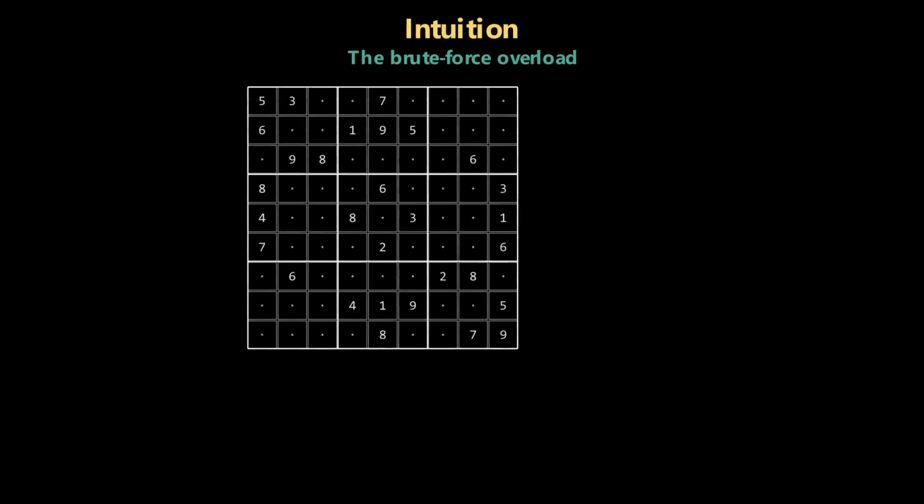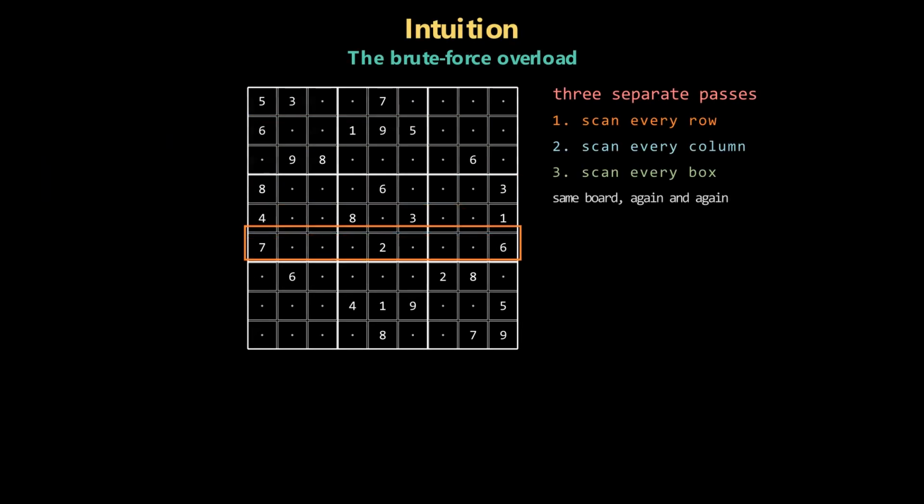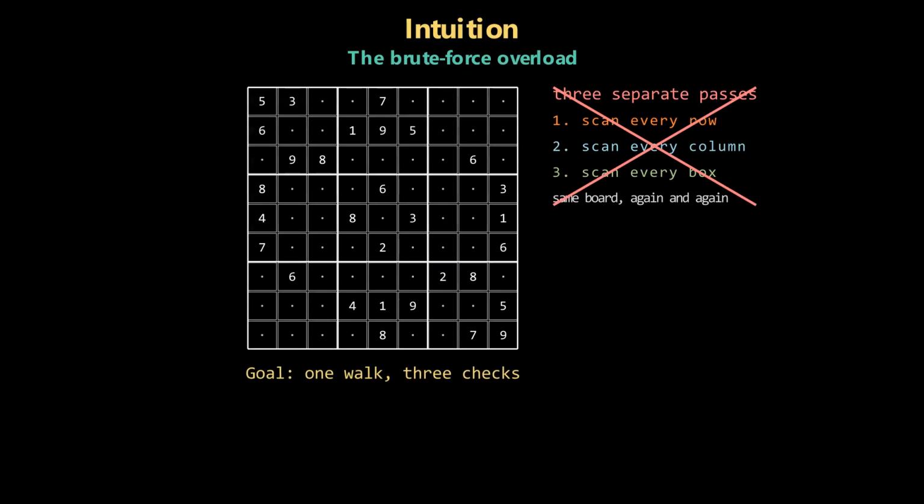To validate a Sudoku board, we must ensure that the digits 1 through 9 never repeat in any row, any column, or any of the 9 3 by 3 subboxes. If you build this naively, you'll end up writing separate, bloated loops to scan the board over and over again for each individual rule. It's a messy, error-prone approach. We need a way to walk across the board exactly once, validating rows, columns, and boxes all at the exact same time.